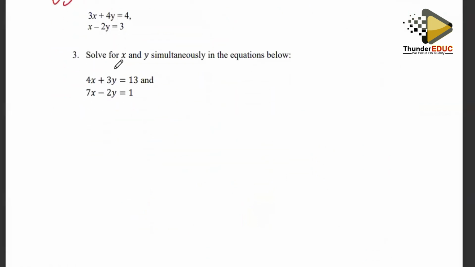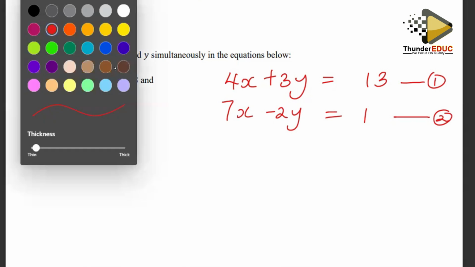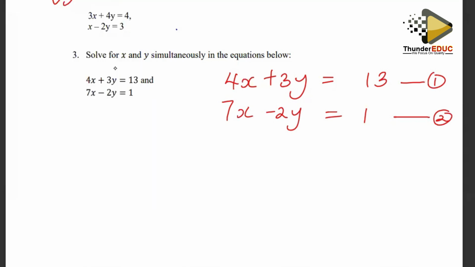Let's look at the last question. We have 4x plus 3y is 13, and 7x minus 2y is equal to 1. So this is equation 1, this is equation number 2. Depending on what you want to eliminate, in this case I can go for x. If I want to eliminate x, I can see that this is a 4, this is a 7. For me to create similarity, I can multiply the top equation by 7 and the bottom equation by 4.